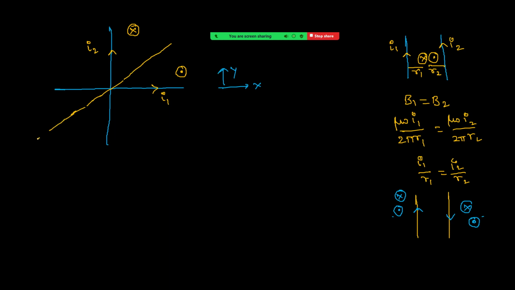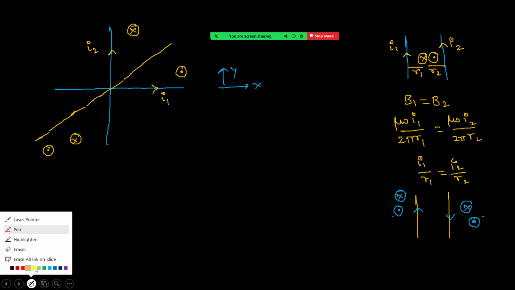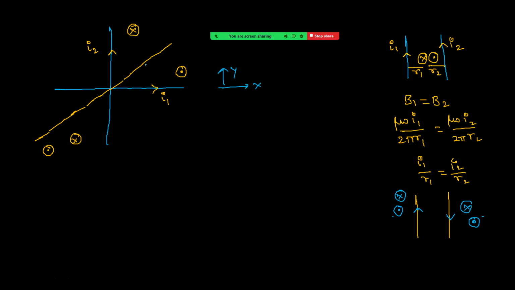Let's see carefully. If you see the third quadrant, because of I1, the field is into the board, and because of I2, the field is outwards. So in this region also, the field directions are opposite. That means on this line, the net field is equal to zero. So let me take one point on that line, where the field is zero.